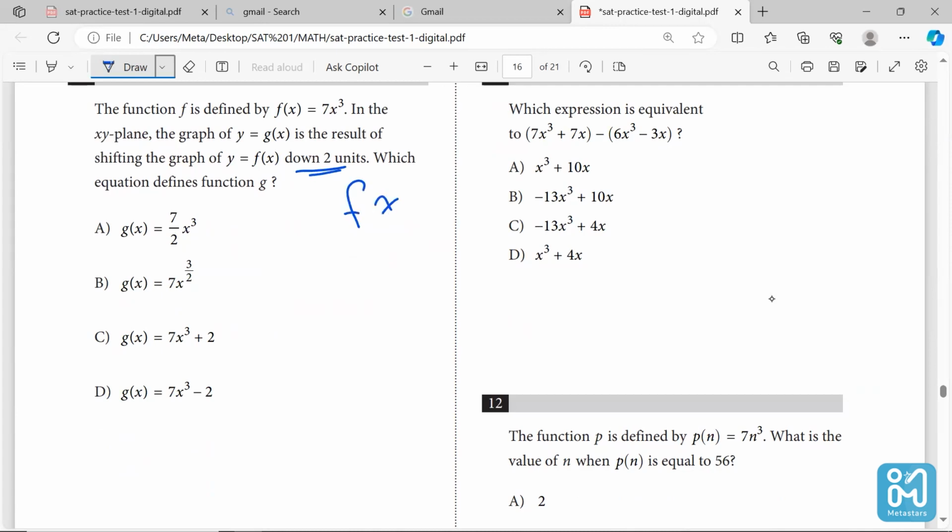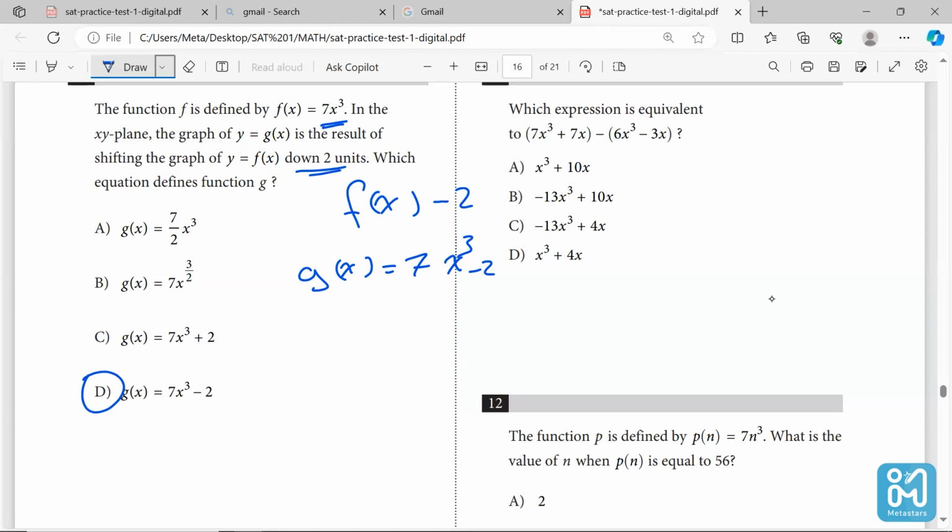What's the meaning of this one? It means f of x minus 2. Now, what's the value of g of x? g of x equals f of x, I have it. It's 7x squared or cubed minus 2. That's it. So my answer is D.